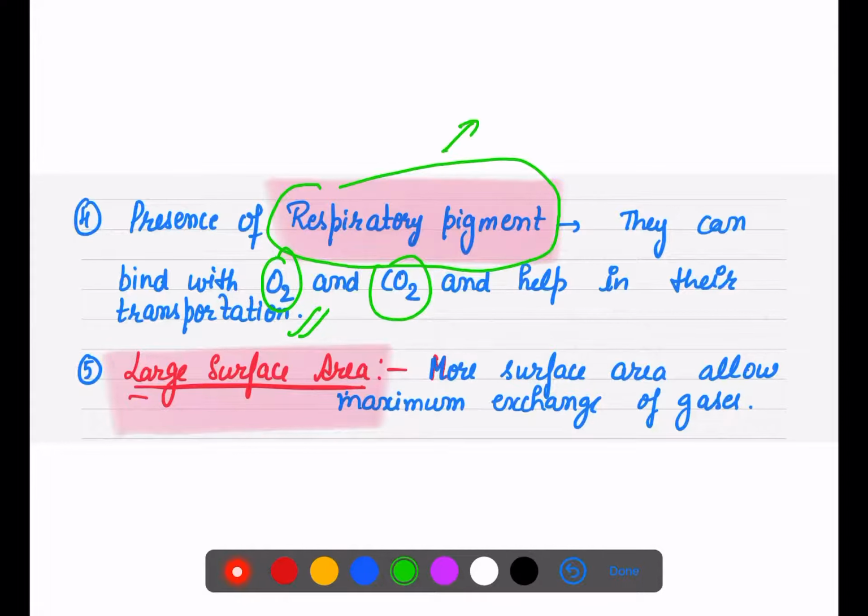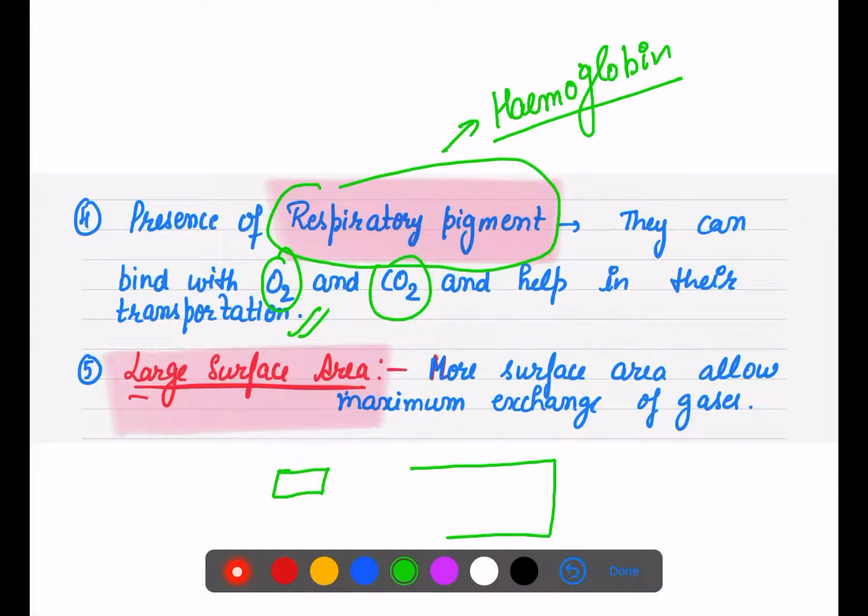Like in our case, in human beings, hemoglobin has a very high affinity for oxygen, so it carries four oxygen molecules during transportation, right? Next is a large surface area. The bigger the surface area, the more the maximum exchange of the gases.